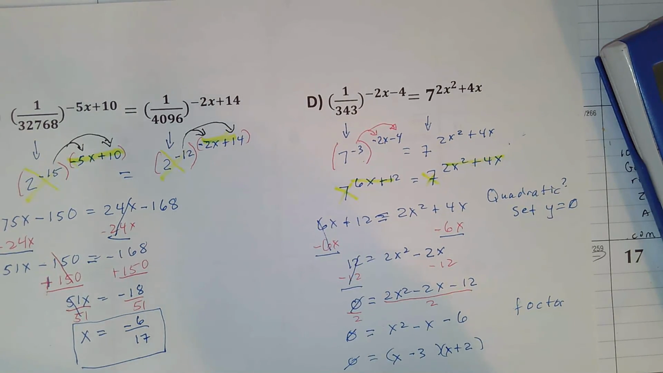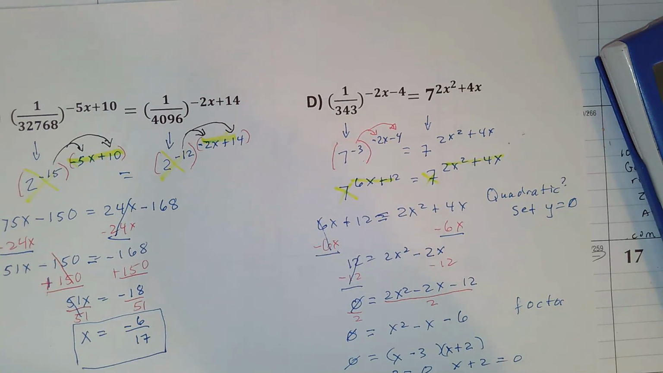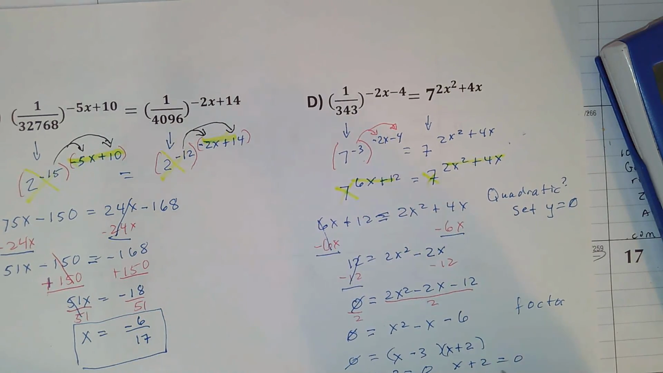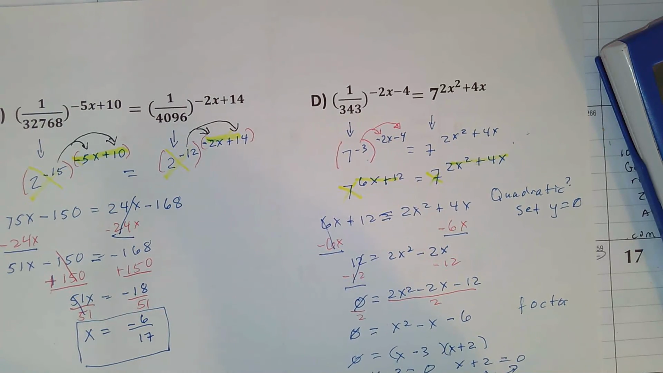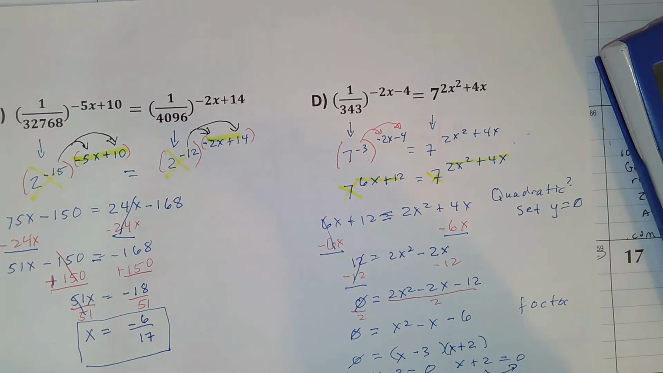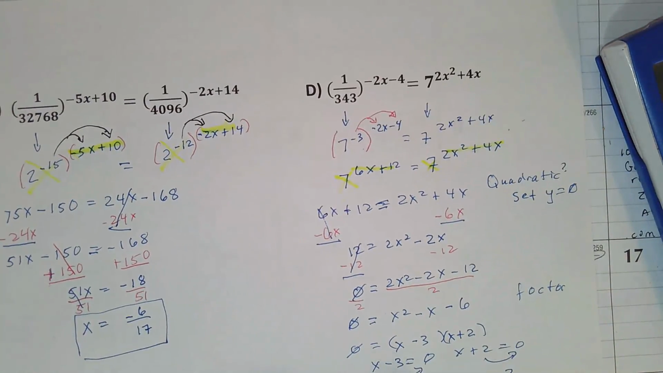So now I'm going to go ahead and make x minus 3 equals 0 and x plus 2 equals 0. And then if you remember, you simply move over the negative 3 and the 2. And so you end up with x equals positive 3 and x equals negative 2. So you now have 2 answers that you're going to put into here.